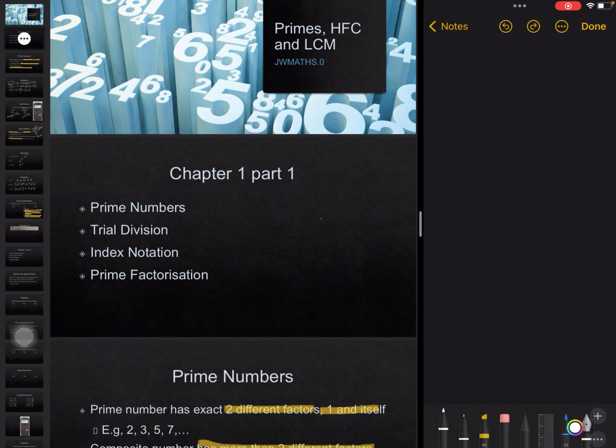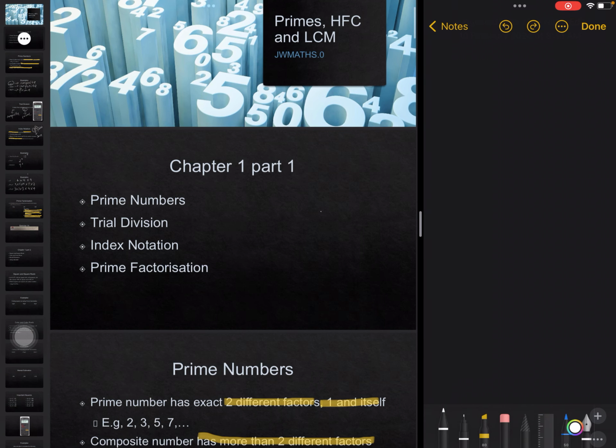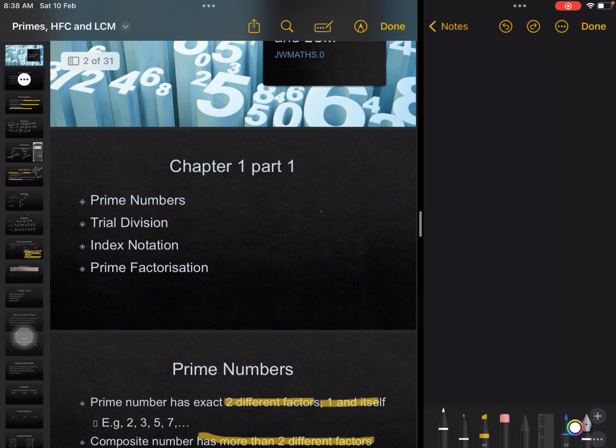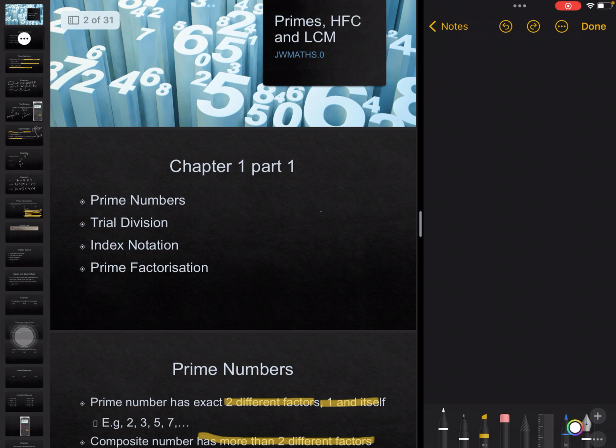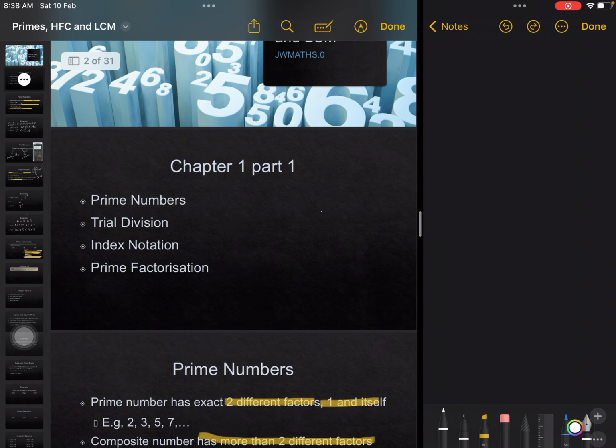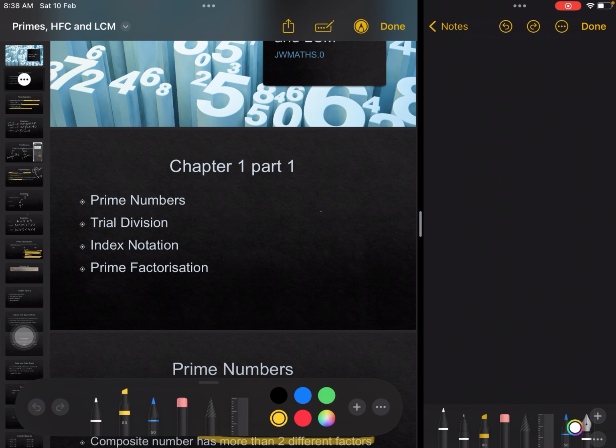Okay, so just a brief recap of what we have gone through in the last video. We have done prime numbers, trial division to test whether a number is a prime number or composite number, and index notation as well as prime factorization. If you cannot recall what these are, please refer back to the first video that I have done.